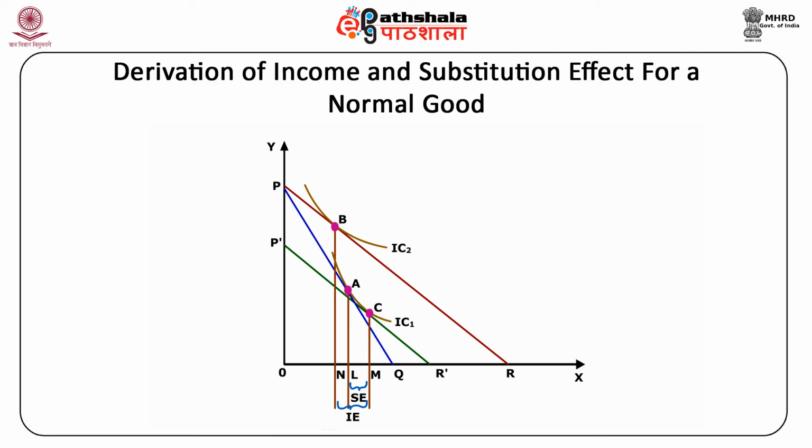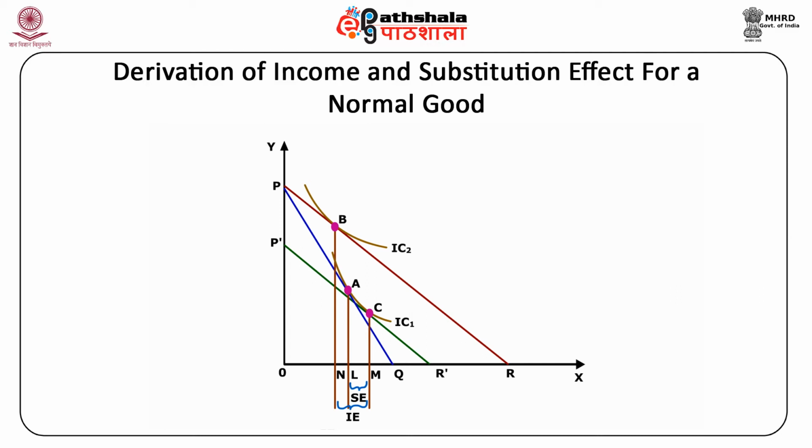So, the movement from point A to point C along the indifference curve IC1 measures the substitution effect. The convexity of the indifference curve ensures that the decline in relative price of a good always leads to an increase in its quantity demanded due to the substitution effect. In the figure, LM represents the substitution effect.